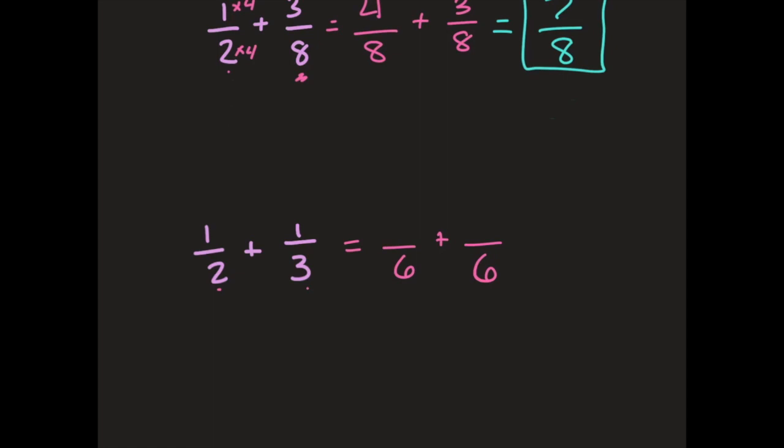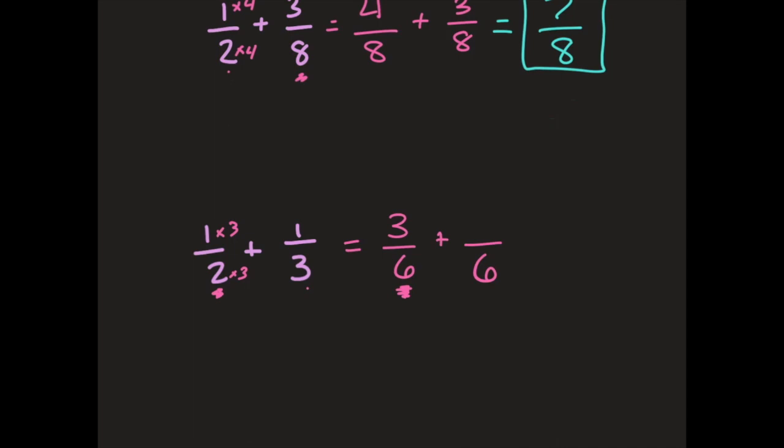Okay? So I look at my 2 here. 2 times what gives me 6? So I turned that 2 into a 6. What did I have to do to it? What did I multiply it by? 2 times 3 equals my 6 right here. Remember, whatever I do to the bottom, I have to do to the top. 1 times 3 equals 3.